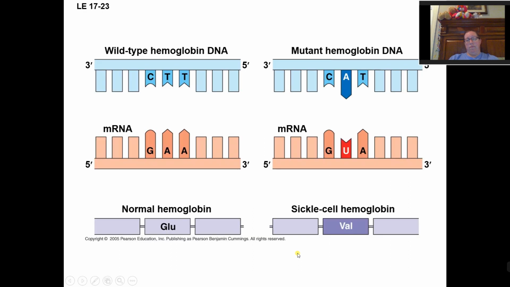All right. And we get into point mutations. So this is hemoglobin. You've got wild type hemoglobin DNA, RNA, and the normal, and then you've got the sickle cell. This is just one little tiny T to an A. That's it. That's all it takes. And you go from a normal hemoglobin gene to a mutated gene.